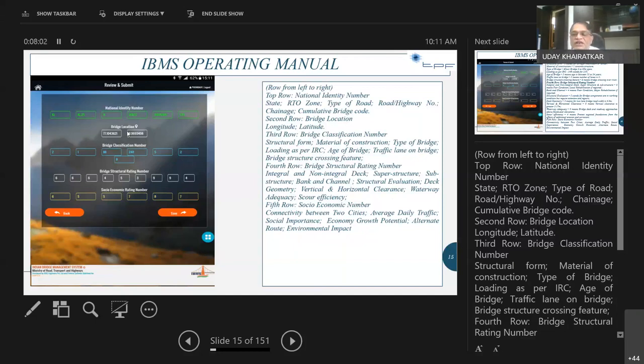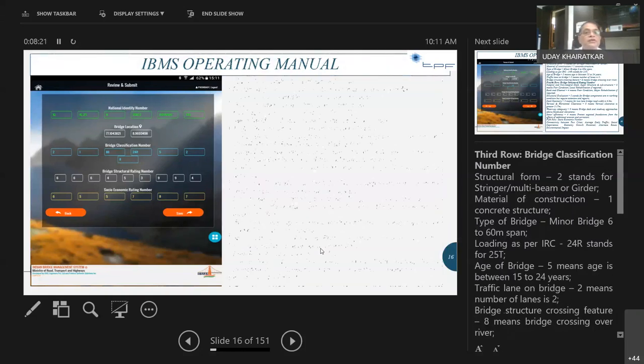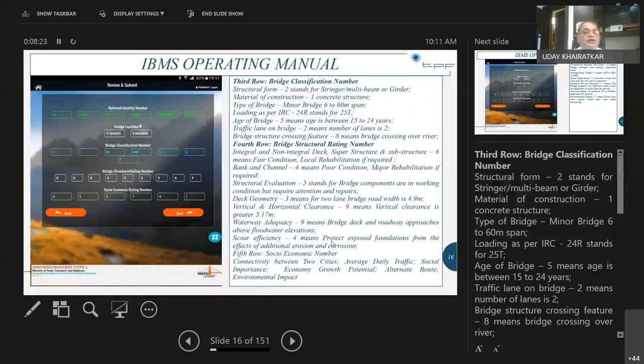Then the third row gives the bridge classification number. Then the fourth row gives the bridge structural rating, where there's an integral and non-integral deck, superstructure, substructure, etc. Then geometry. Then the fifth row gives the socio-economic number. Going further, here the nationality number is already given. The fourth row gives the bridge structural rating also.